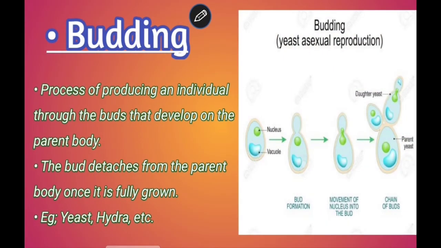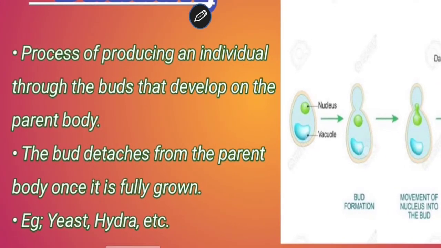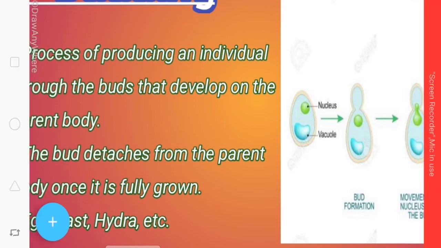Now let's discuss another type, which is budding. Budding means the process of producing an individual through the buds that develop on the parent body. The bud detaches from the parent body once it is fully grown. Example, yeast and hydra. So we can see budding in yeast and hydra.